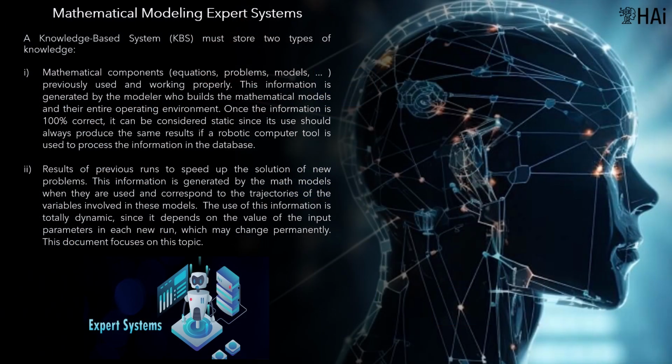Mathematical Modeling Expert Systems. A knowledge-based system, KBS, must store two types of knowledge: mathematical components, equations, problems, models, previously used and working properly. This information is generated by the modeler who builds the mathematical models and their entire operating environment, and results of previous runs to speed up the solution of new problems. This information is generated by the math models when they are used, and corresponds to the trajectories of the variables involved in these models. The use of this information is totally dynamic, since it depends on the value of the input parameters in each new run.